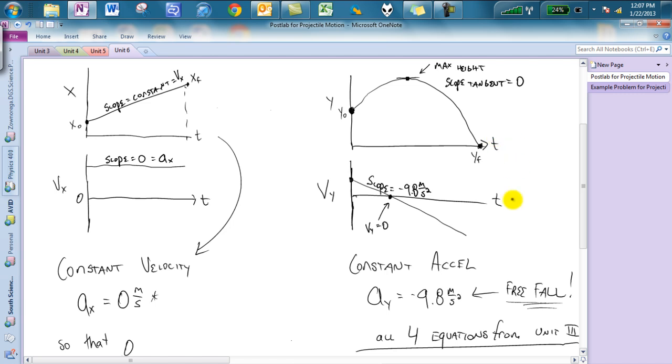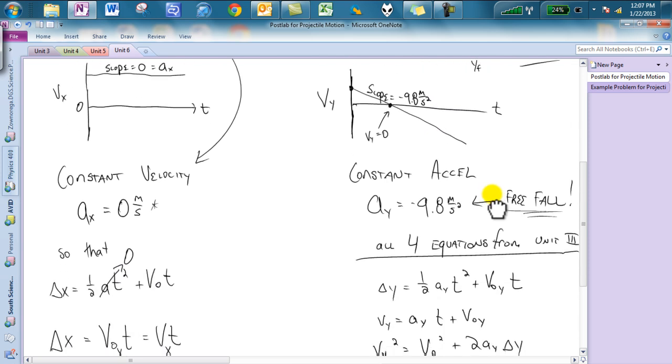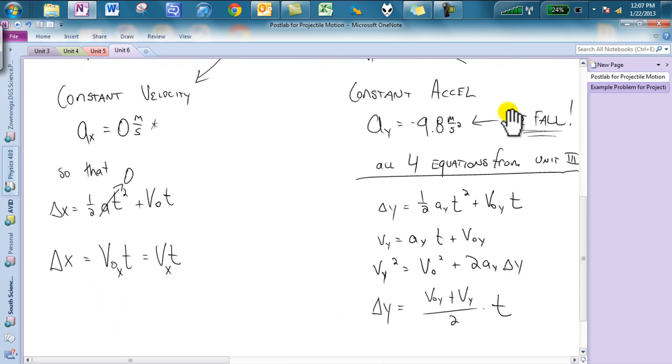So you can start to see some correlations between the graphs, very similar to going back to Unit 3. If you do not remember that, I would say go check out those Unit 3 videos. They will be helpful. Other things to note. If we were looking at equations to use for constant velocity, the one equation that I would focus in on is delta x is equal to 1/2 a t squared plus v naught t.